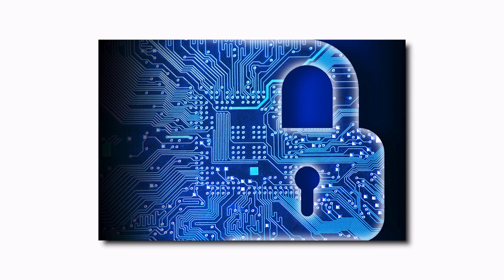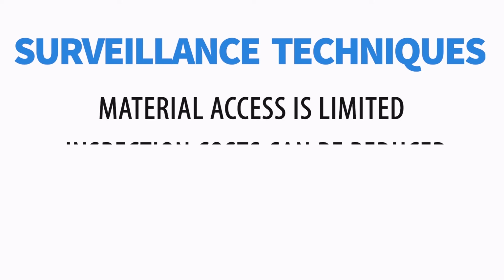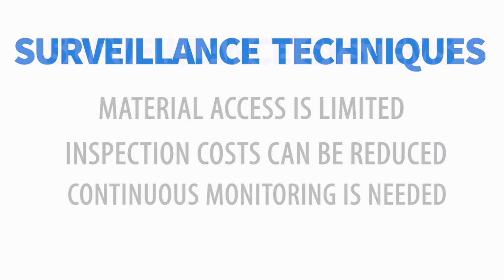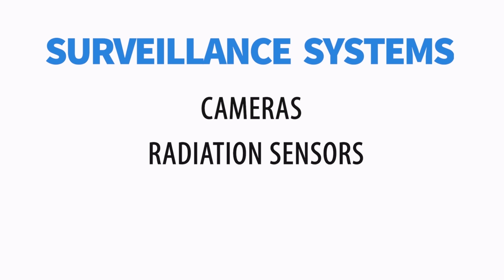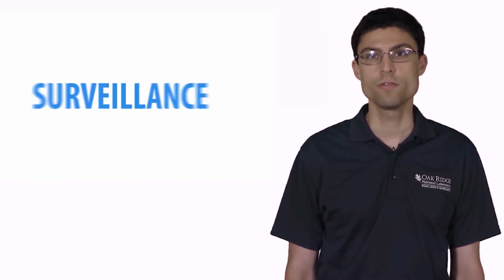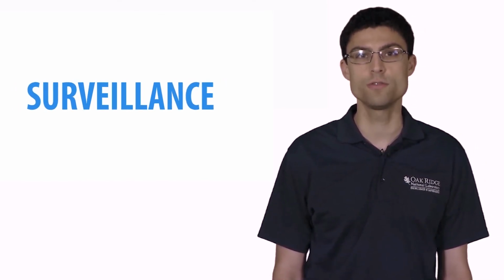In summary, surveillance techniques are applied when material access is limited, inspection costs can be reduced, or continuous monitoring is needed. Surveillance systems include cameras, radiation sensors, or both for surveillance of items or processes. Surveillance is the second part of containment and surveillance, which supports continuity of knowledge for safeguarded items.